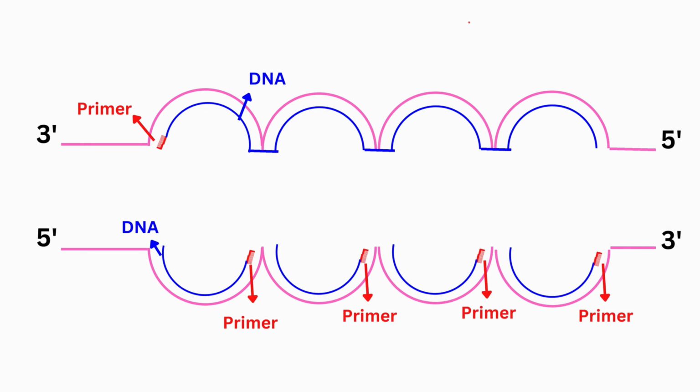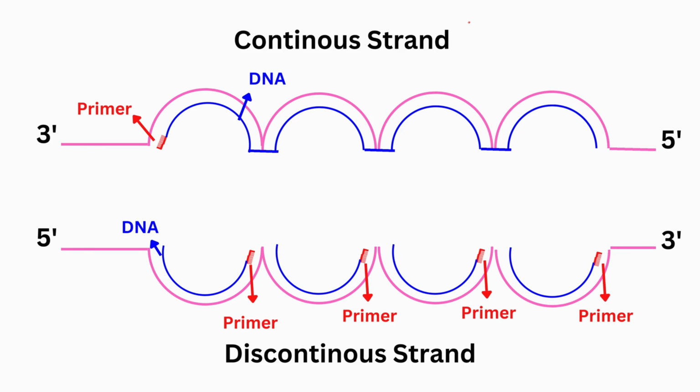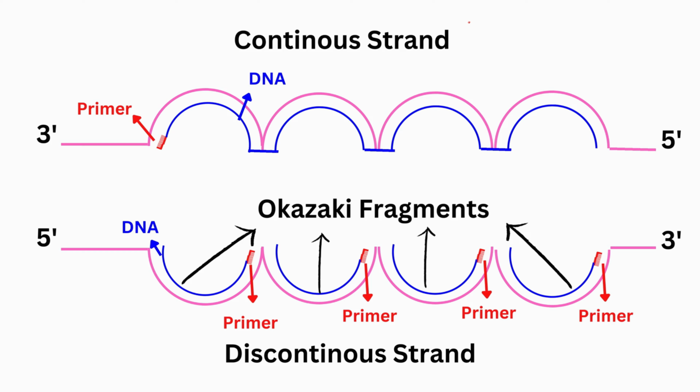If you notice, the strand on top has this continuous formation of DNA as and when helicase opens a part of the DNA. Hence, the strand on top is known as the continuous strand, while the strand on the bottom has DNA formation in fragments. Therefore, the strand at the bottom is known as the discontinuous strand. The fragments on the strand at the bottom are known as Okazaki fragments.